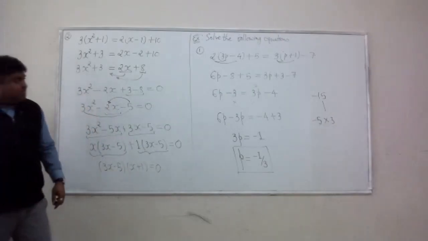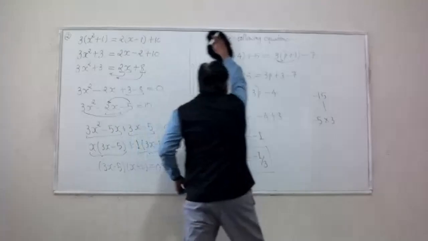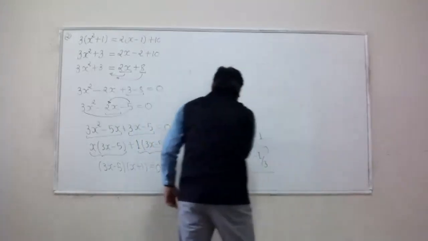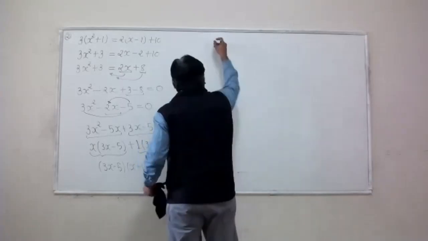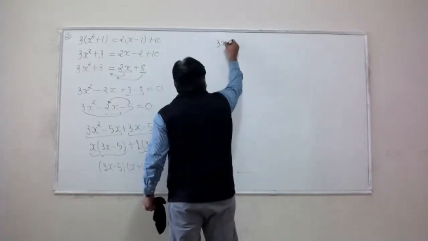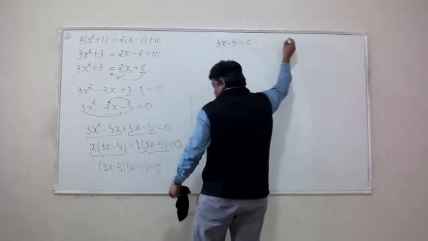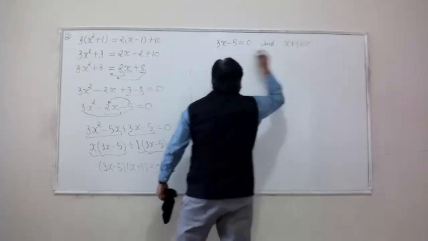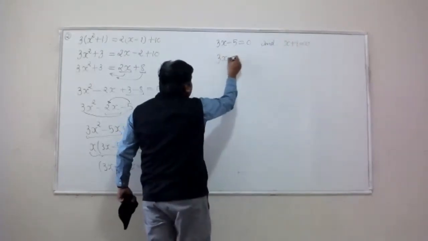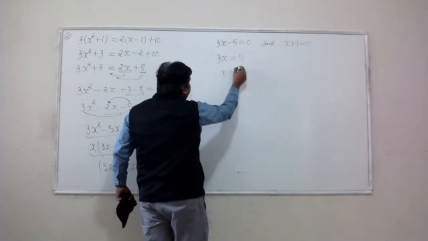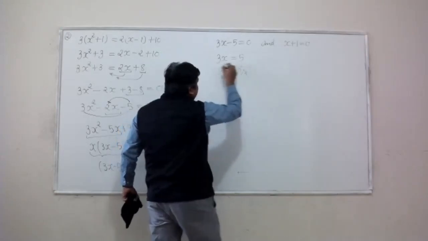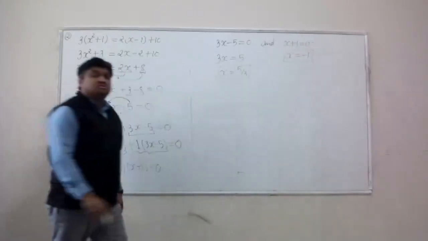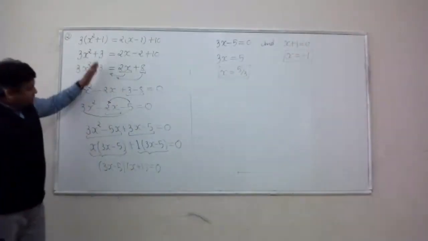This is what I get. Product of two factors becomes 0 if one of them itself is 0. So all I need to do now is set 3x minus 5 equal to 0 and x plus 1 equal to 0 and solve for x. This is a linear equation. Add 5 on both sides, divide both sides by 3. Add -1 on both sides, and you get the solution of your quadratic equation.